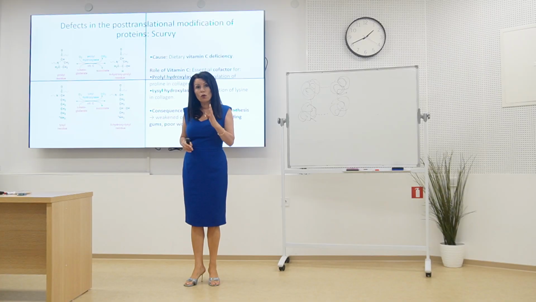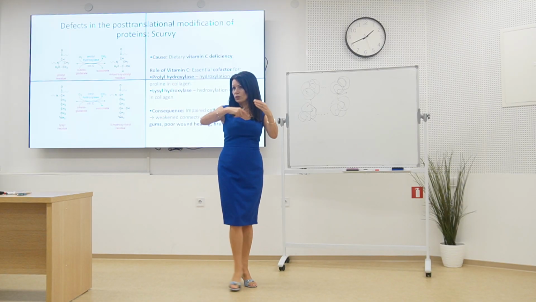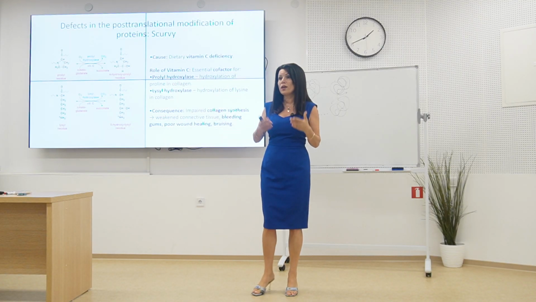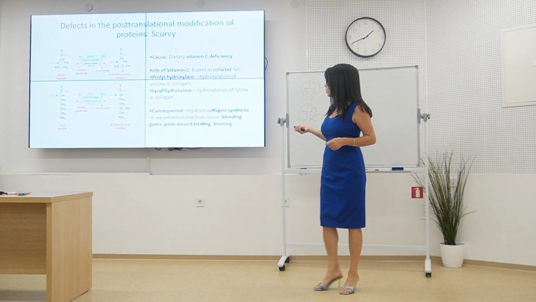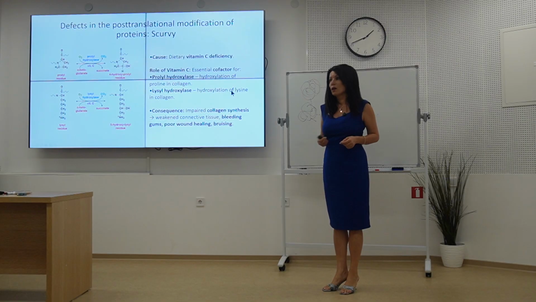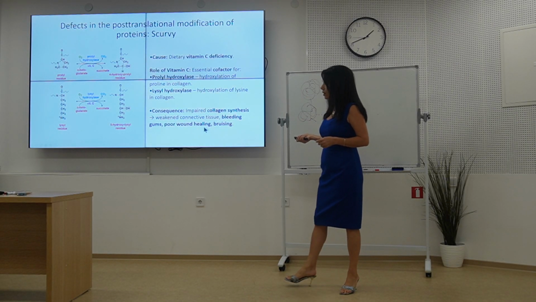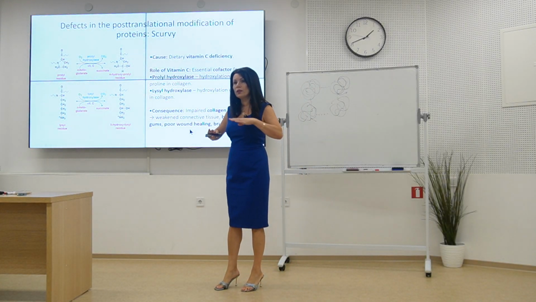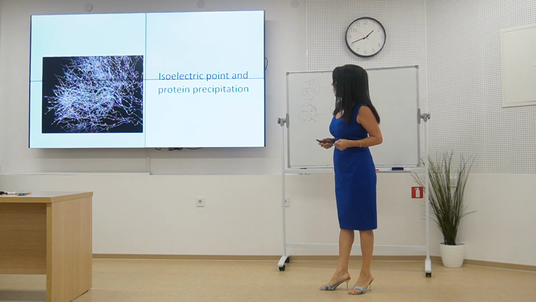All blood vessel walls contain collagen. There are many collagen molecules around the blood vessel walls. That's why, if there is no intact, stable collagen because of vitamin C deficiency, the main symptom will be bleeding: gum bleeding, poor wound healing, or bleeding from everywhere, from all organs.